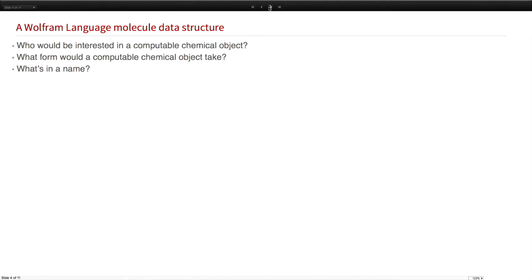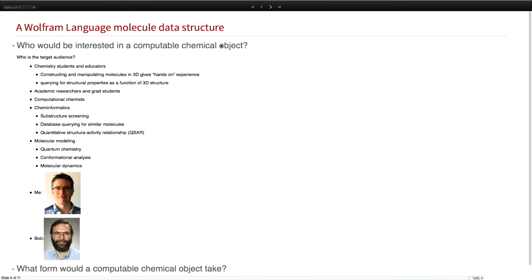I'm interested in introducing a Wolfram language molecule data structure. So who would be interested in having a computable data object? Okay, yeah, me and Bob, definitely. I suspect we both joined the company with the express purpose of getting to this position so that we could introduce this package. The fact that we also needed jobs at the time was probably serendipity.